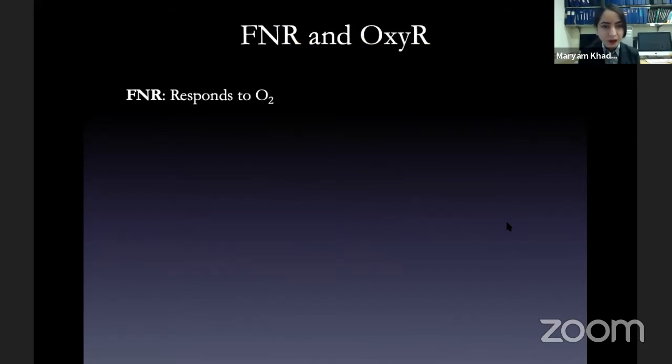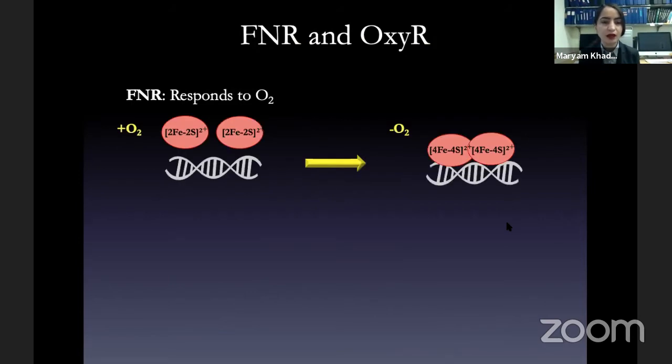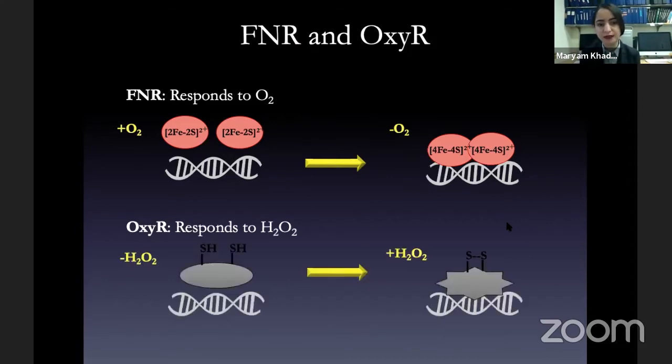What are they? FNR responds to oxygen. In the presence of oxygen, it is in monomer form and it's oxidized. When oxygen is gone, it forms a dimer and it can turn on the multiple genes that are all in the FNR regulon. OxyR responds to presence and absence of hydrogen peroxide. In the absence of hydrogen peroxide, it is in the reduced form. In presence of hydrogen peroxide, it gets oxidized and it can turn on genes in the OxyR regulon.